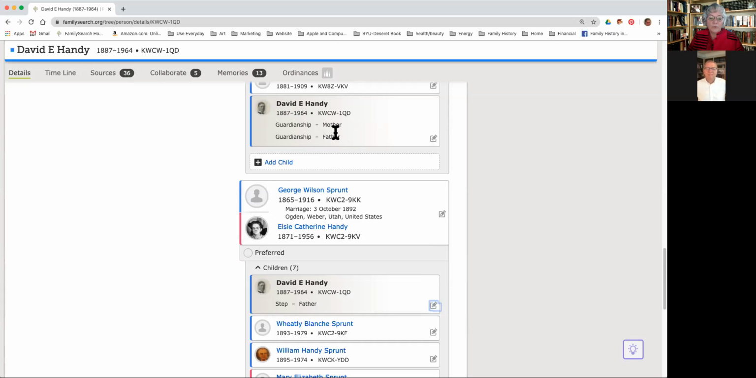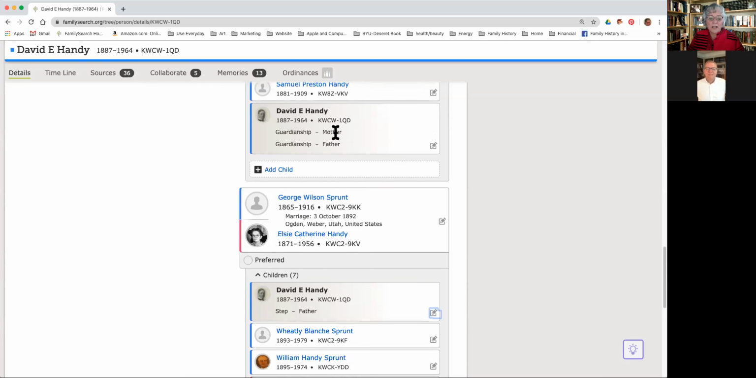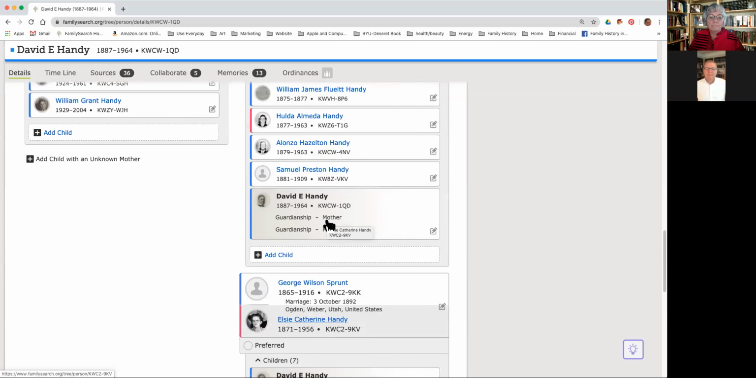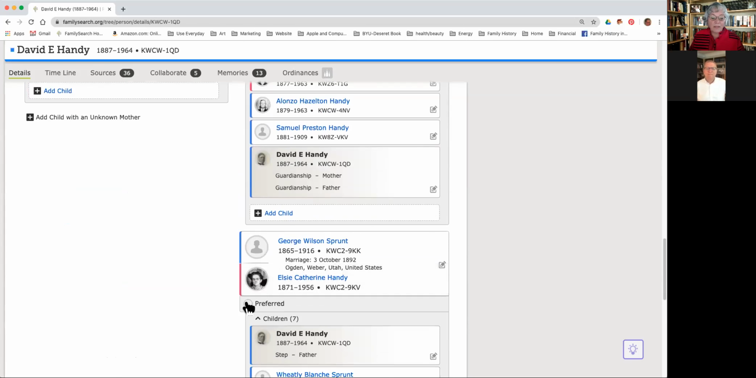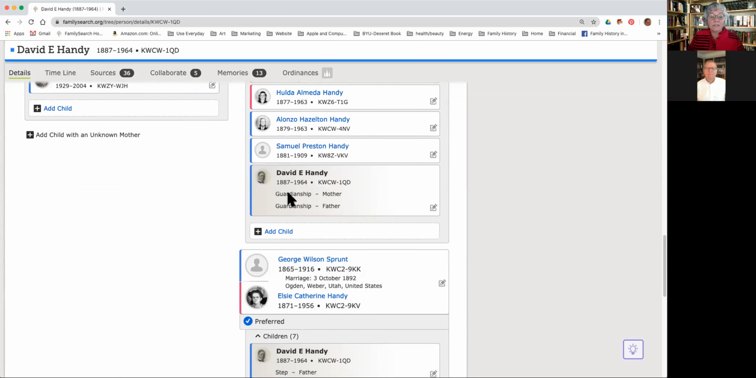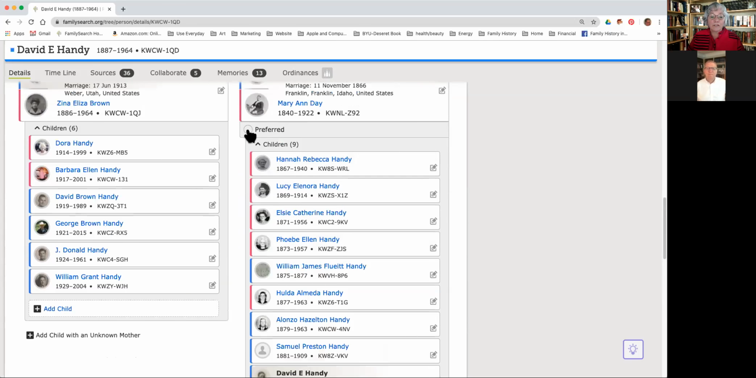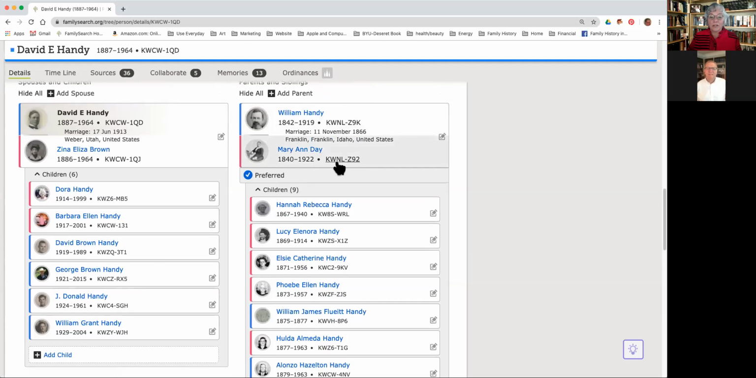One other thing I want to point out here is that, scroll up here just a moment. Okay, there's a little circle right here that says preferred, and it's blue with a check mark. That can be unclicked by checking another one. For example, if I came back here and clicked preferred under George and Elsie, then this would be unchecked. So if I check it back again, that means that when I click family tree, and I'm going to view David's family tree, I'm going to see his heritage as being through William Handy and Mary Ann Day.